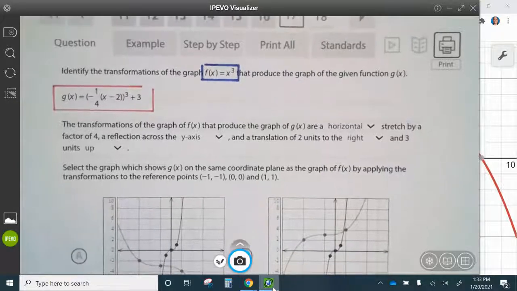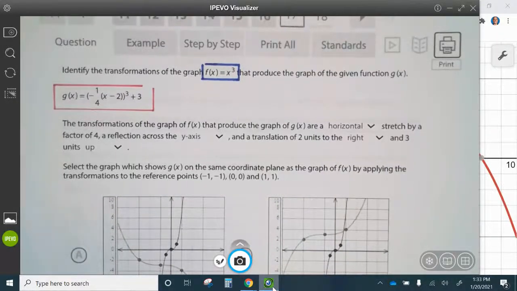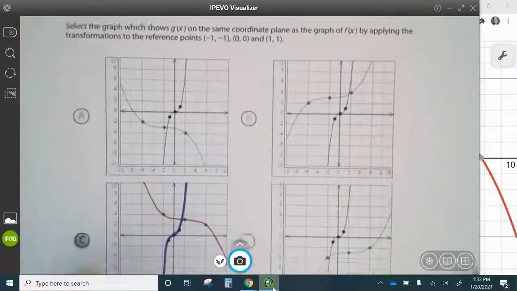And we say the transformations of the graph of f of x that produce the graph of g of x are a horizontal stretch by a factor of 4, a reflection across the y-axis, and a translation of 2 units to the right and 3 units up. And we can see that it matches graph C.